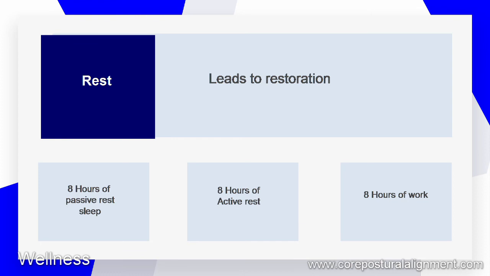Now we have 24 hours in a day. Let's say we work on average 8 hours a day. So there's 16 hours a day when there's opportunity for some form of rest. So rest can be active or it can be passive. So let's just have a look at passive rest.